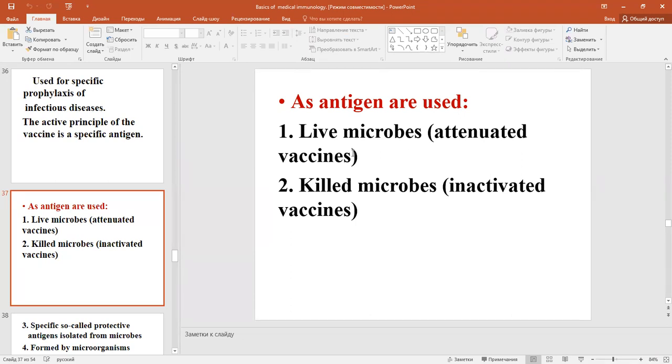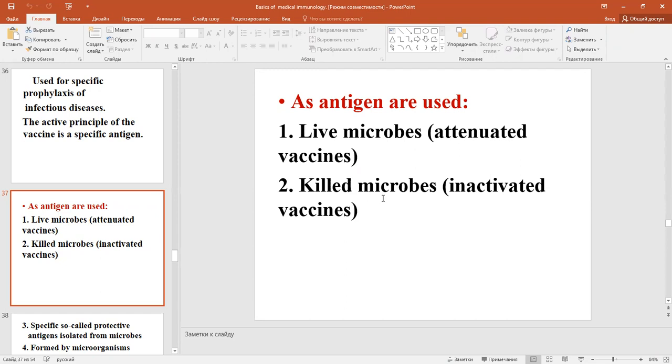Newborns are vaccinated. And after that, other vaccines were prepared from live microbes, like measles vaccine, mumps vaccine, rubella vaccine. They are live vaccines. And then Sabin produced a live vaccine for prevention of poliomyelitis and so on. And attenuated vaccines are used till now for prophylaxis of many infectious diseases, bacterial and viral.